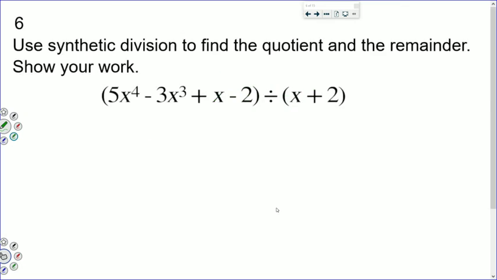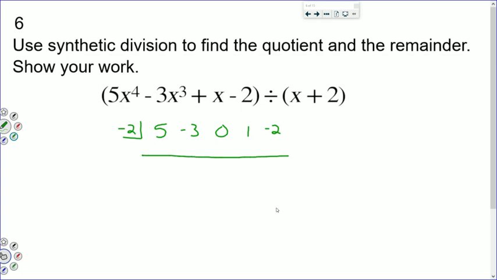So we want to use synthetic division to find the quotient and the remainder. Show your work. All right? Show your work is kind of a non-statement, right? You have to show your work all the time for everything. But we're given, this is a factor instead of an x equals a number. So we want to change the sign of this 2 to put that in our box. So that becomes negative 2, goes in the box. Then we grab all the coefficients and put any placeholders that we might need. So we have 5, minus 3, 0, 1, and negative 2.